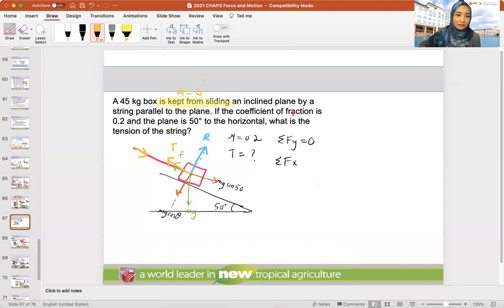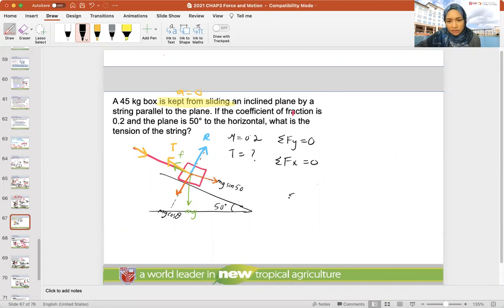Kita jangan bantai, kita tak boleh cakap, oh dia ni nampak macam equilibrium. Let's just use net in the F equals to 0. Jangan. Look at the question. Sometimes they trick you. So kena fahamkan soalan. Is kept from sliding. Dihalang daripada menggelongsor. Maksudnya tak ada acceleration lah. Dia dihalang. So A equals to 0. Okay. So that is your condition.